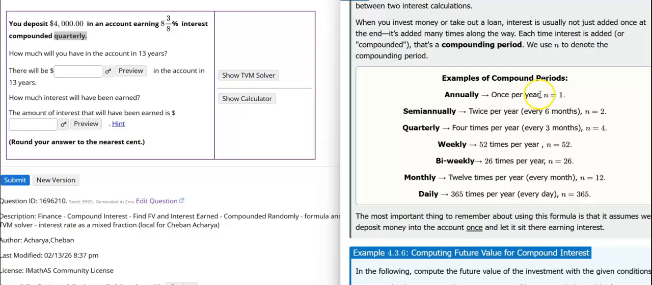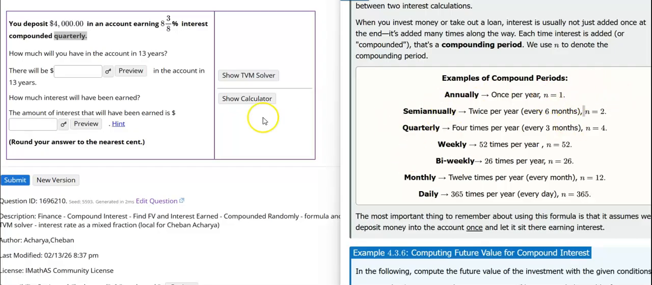For annually, n equals 1. Semi-annually, n equals 2. Quarterly, n equals 4. So you have to look at the keyword here. Say compounded quarterly, then use n equals 4. If the question says compounded monthly, you use n equals 12. So make sure that you know these compounding periods and the corresponding values.